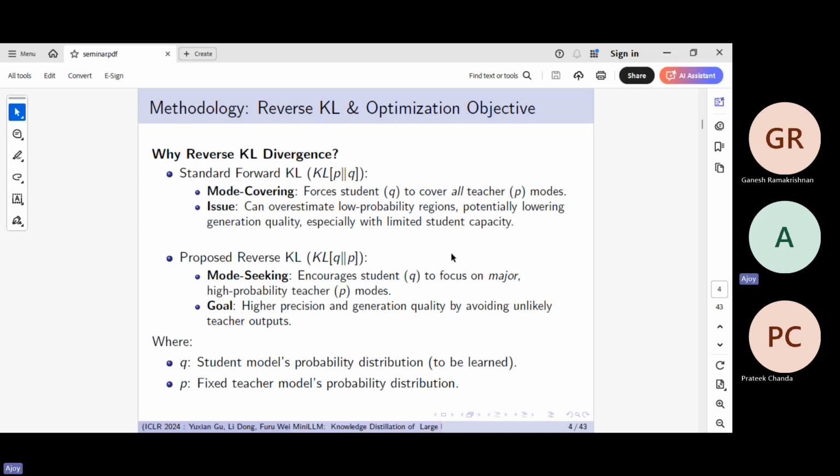So why reverse KL divergence? Standard KL divergence just forces the student to cover the teacher through all the modes. That is like averaging all the modes of the output. But the reverse KL divergence forces the student to show the mode seeking distillation behavior. Here reverse KL divergence is given as KL of q theta given p, where q will be the student model probability distribution and p will be the fixed teacher model probability distribution.